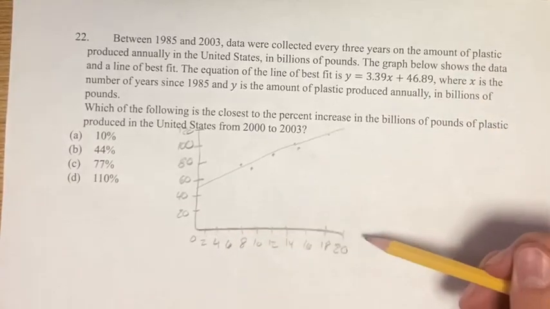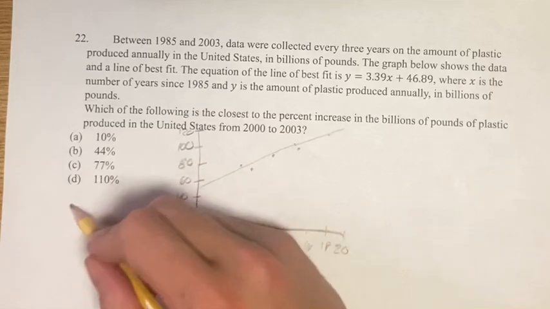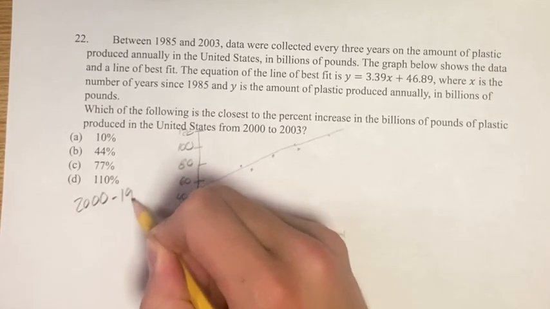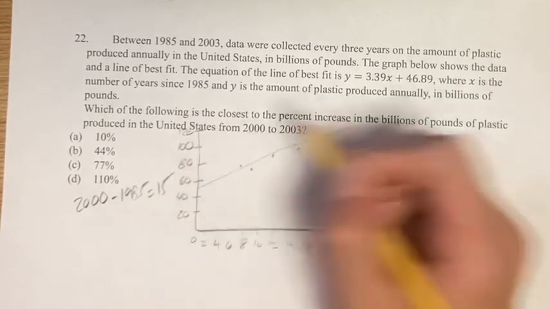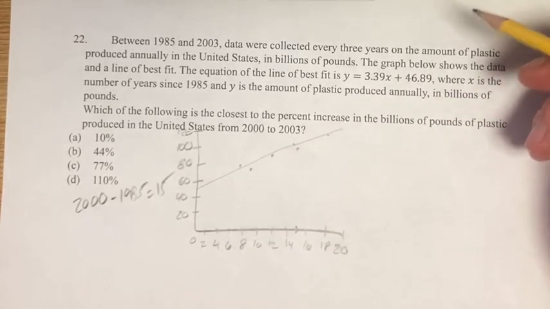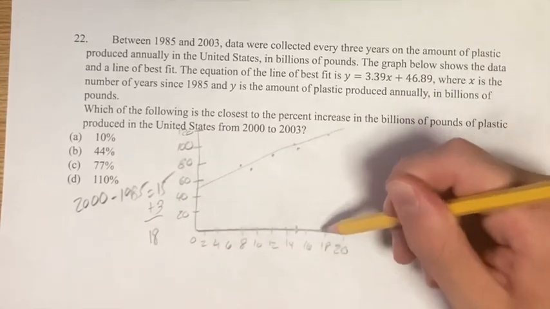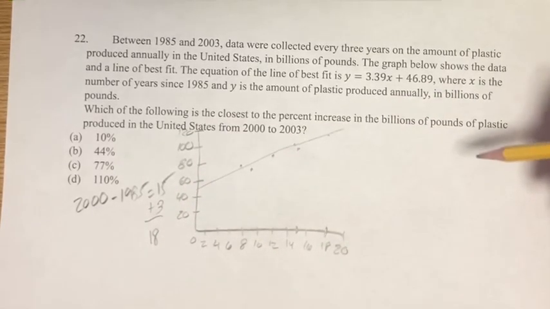So when looking at the years down here, 2000 is going to be how many years after 1985? Well, 2000 minus 1985 is 15 years, so that's going to be right about here. And 2003 is going to be 3 years after that, so 15 plus 3 is 18. That's from here to here.